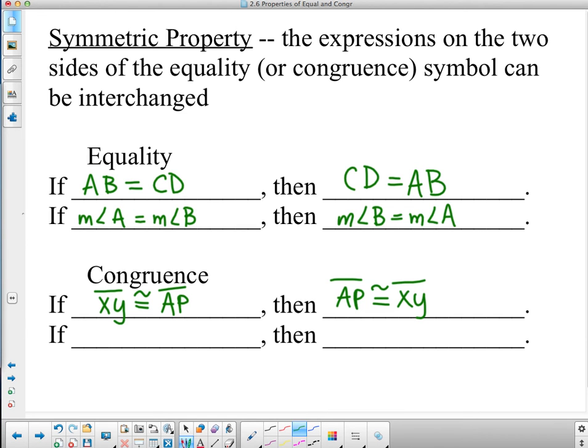And then an angle congruence example. If angle ABC is congruent to angle XYZ, then symmetrically we can say, okay, angle XYZ is congruent to angle ABC, with the angle symbol in front of it. It starts one way and then we're switching the two sides. Symmetric: flip the two sides.